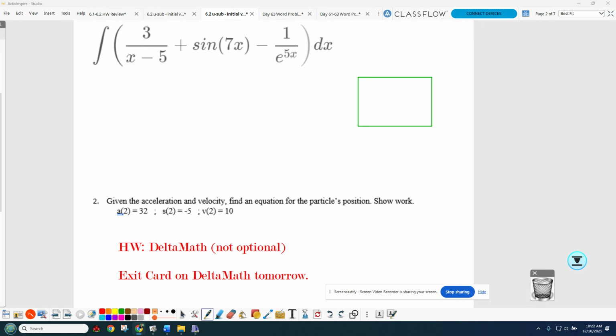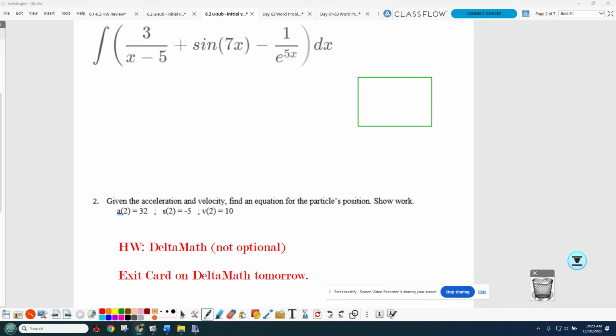It's on Delta Math. There's a homework tonight on Delta Math that is not optional and will prepare you for how questions will look and how they expect the answers to look for the exit card, okay? Some of the things you need to be able to do is basic integration. These don't need any heavy-hitting use substitution. You could do them without.